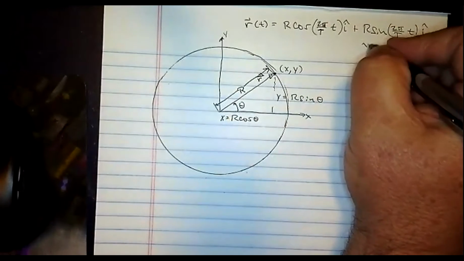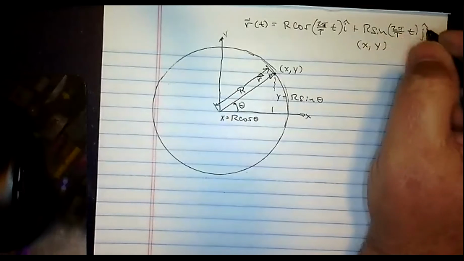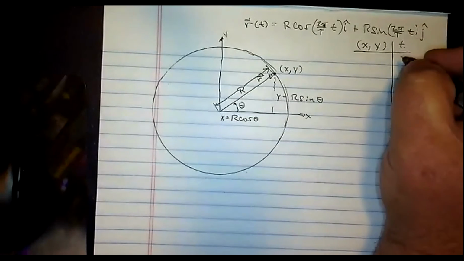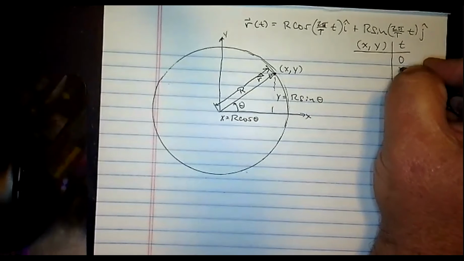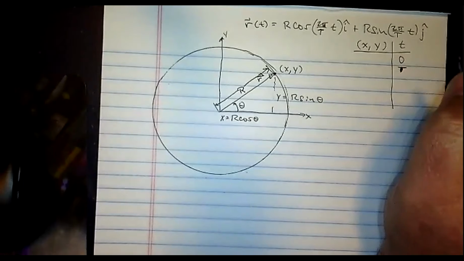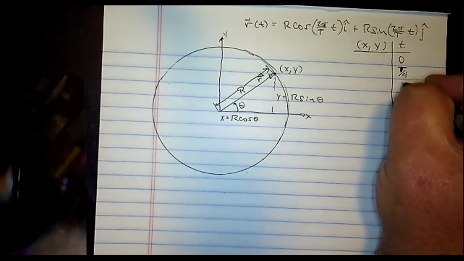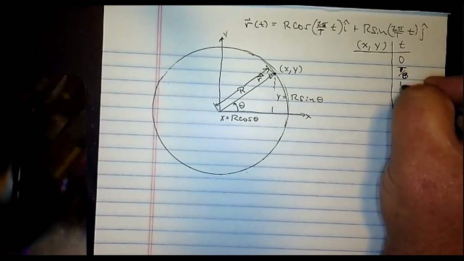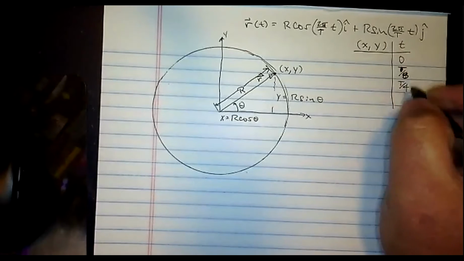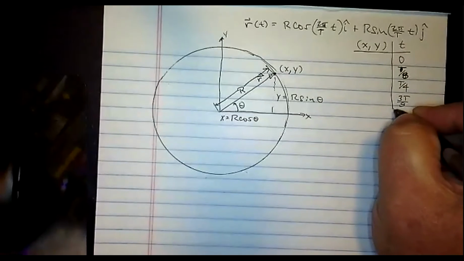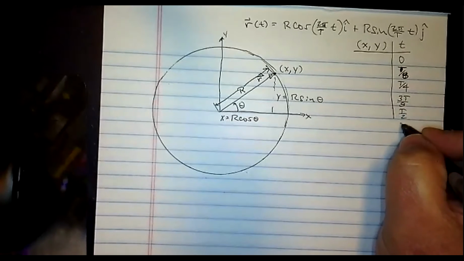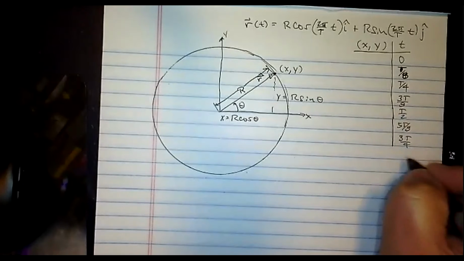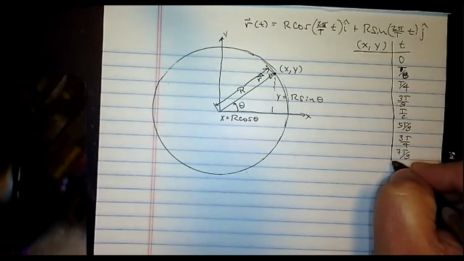So what you can now do is make a graph, or a table, if you will, of x comma y, in other words, the coordinates. And I'm going to take it at times, let's say, 0, T over 8, then 2T over 8, which would be T over 4, then 3T over 8, and then 4T over 8, which would be T over 2, and then 5T over 8, and then 6T over 8, which would be 3T over 4, and then 7T over 8, and then just plain T.